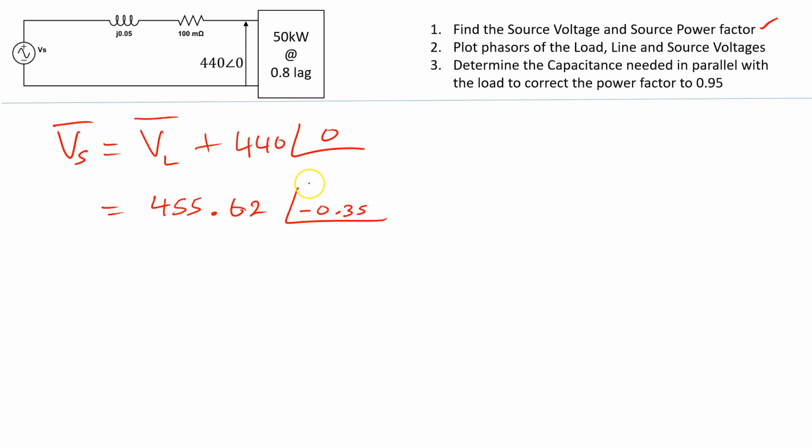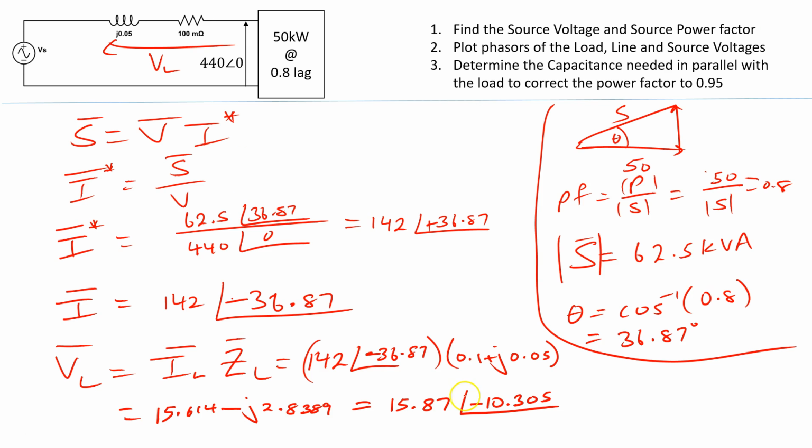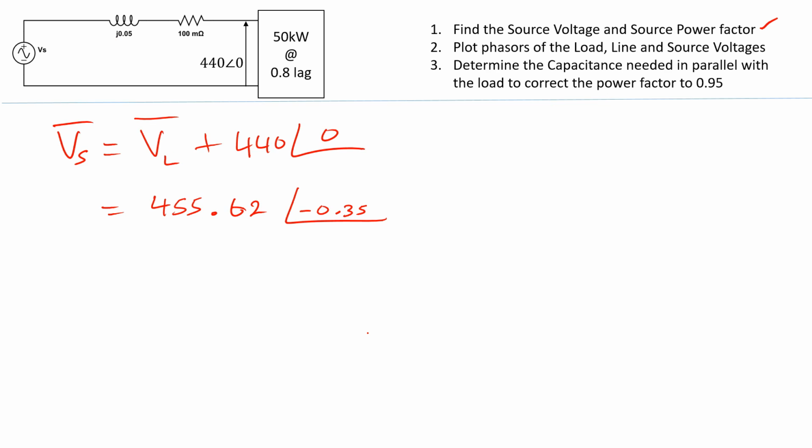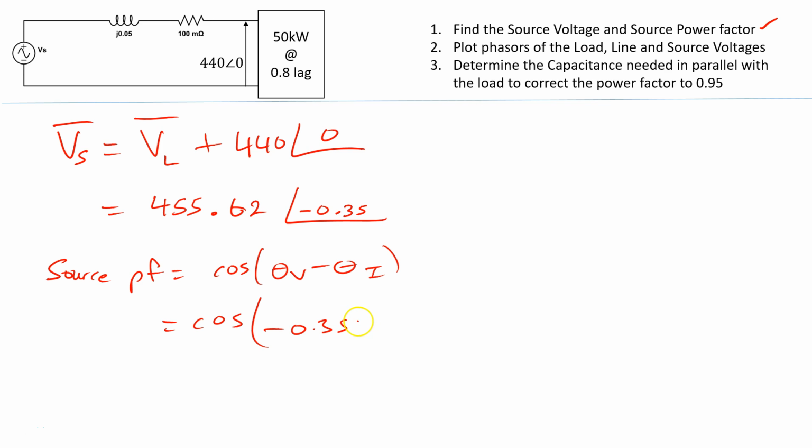I know that the angle on the voltage is minus 0.35, and I know the angle on the current is minus 36.87. So I could say that the source power factor is equal to cosine of theta V minus theta I, which will be equal to the cosine of minus 0.35 plus 36.87, and that works out to be 0.804. So that is the source power factor.